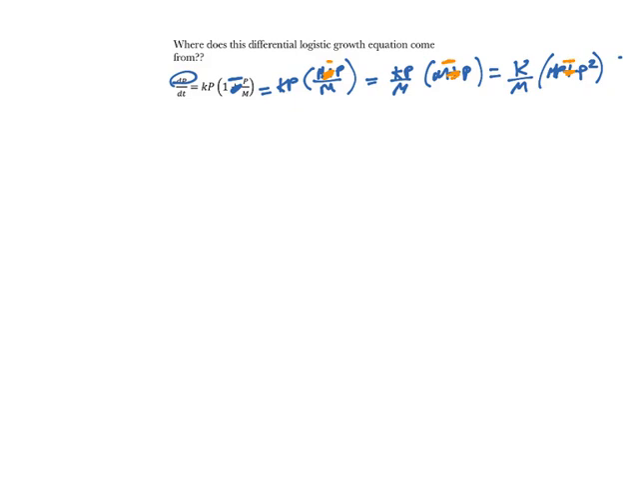Okay? So what I now have is dP over dt. I'm going to move this over. dP over dt would equal K over M times MP minus P squared.